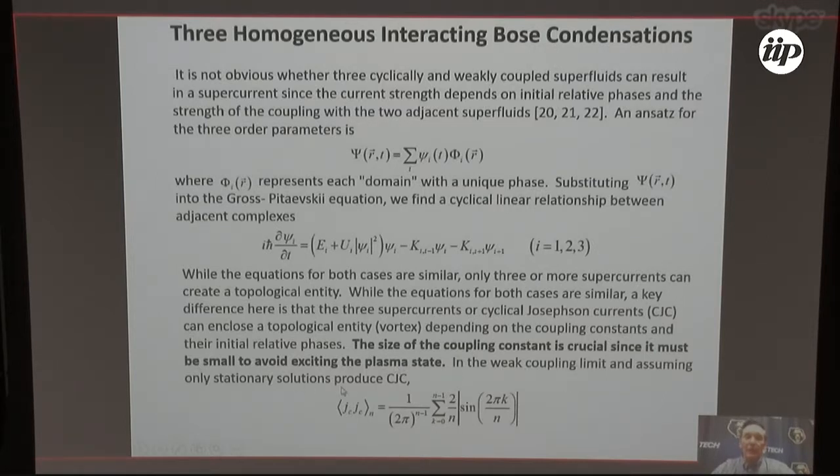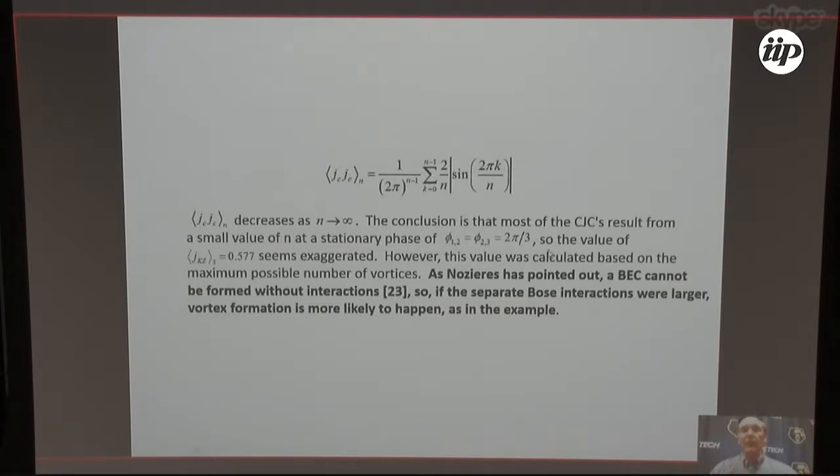So in the weak coupling limit and only stationary solutions, the author of this article put together a case that the results of the small value come because this is exaggerated. This was assuming everything could happen. The value is calculated at a maximum possible number of vortices. But as Nazir has pointed out, in the Bose-Einstein condensation book in 1995, I believe, BEC can't be formed without interactions, because to get it established so that it's going to have longevity, that needs to happen. And if they were larger, vortex formation would be more likely to happen in this example. We're going to use this example a little bit later in our look.